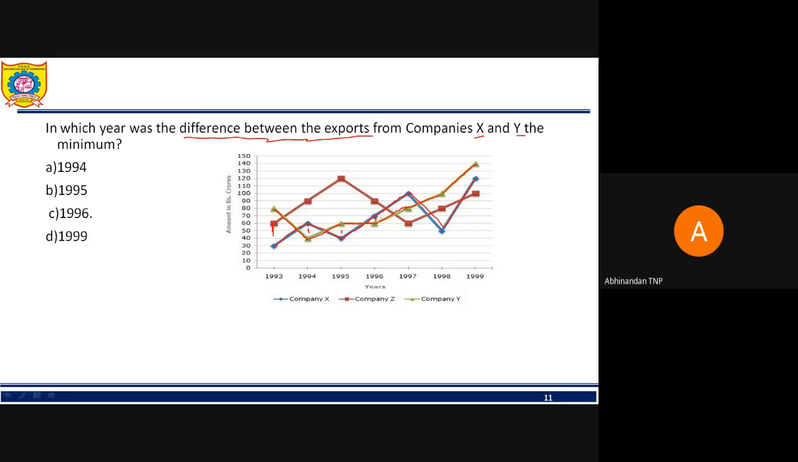Here we have the difference. Here also we have the difference. Here also we have the difference. Okay. And here we have the minimum difference, but here two slots are there. This is only one slot. So I think this is the minimum difference between the two companies. So this year is 1996. 1996 is the right answer. Option number C is the correct answer. Just you have to observe this and you can find out the answer very easily.